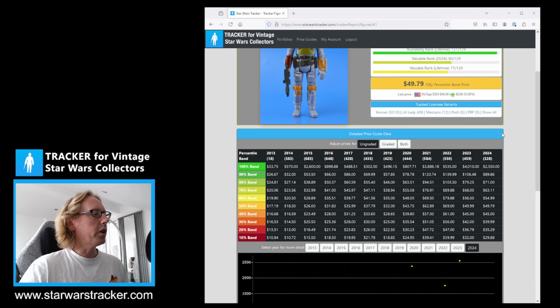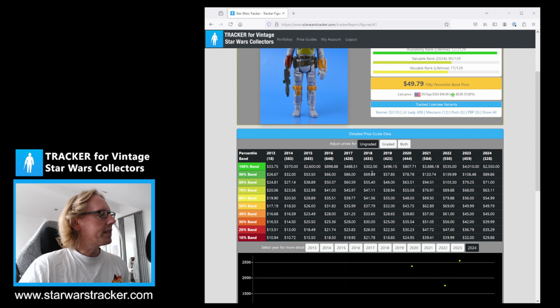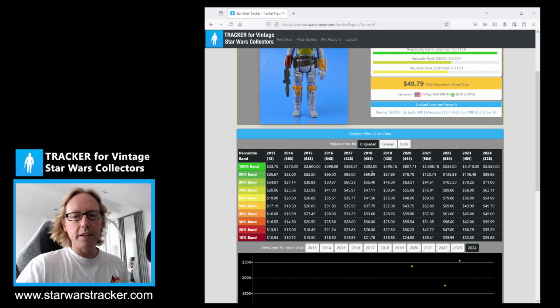Okay, so moving on, below that we start to get to some more interesting parts of the price guide, and this particular table is what I find the most help when I'm trying to gauge a price for how much to sell something for or how much to spend on something. So let me go through this in a little bit of detail, because I quite often get a few questions about these percentile bands and what this is actually communicating.